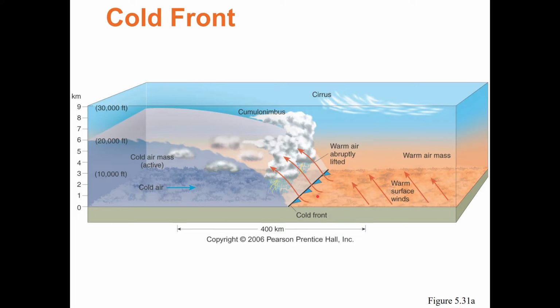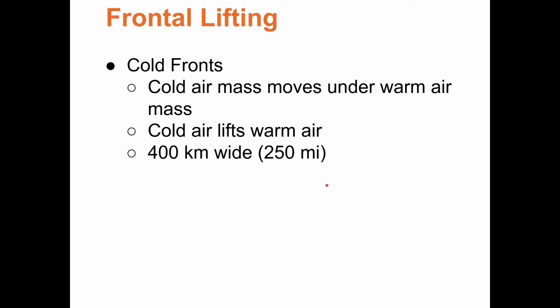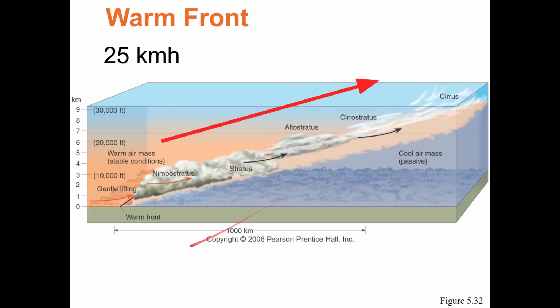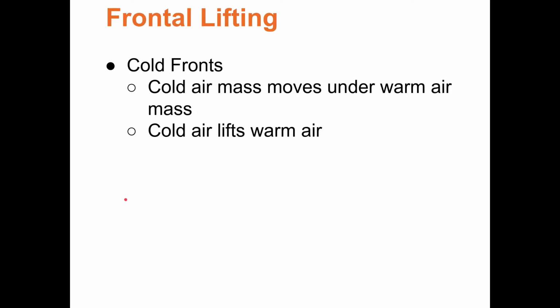A cold front is about 400 kilometers wide if you look at it on a weather map. And here's the symbol for a cold front, those blue triangles. I probably should have said the symbol for a warm front, but you can't see it. We'll have to look for the video.